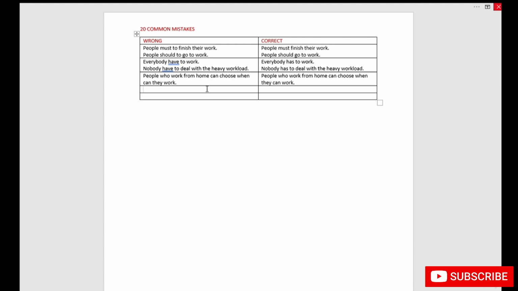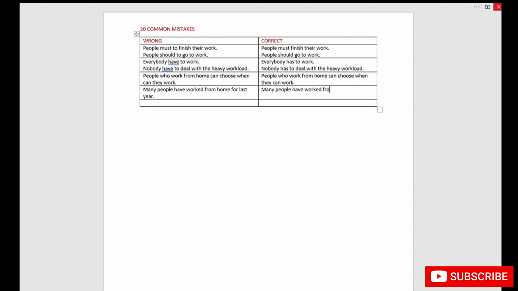So let's look at this example. Many people have worked from home for last year. Now this would be wrong because I am highlighting when it started. I'm not talking about the duration, I'm pointing out the starting point. So the correct version would be many people have worked from home since last year.